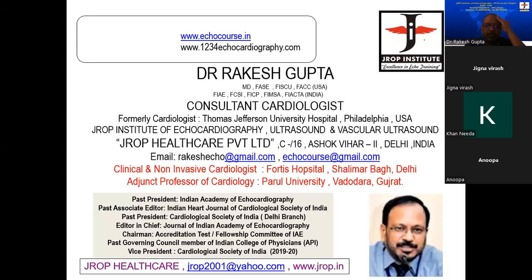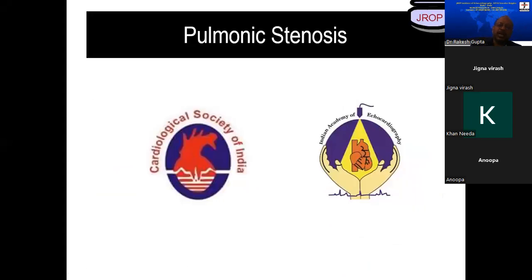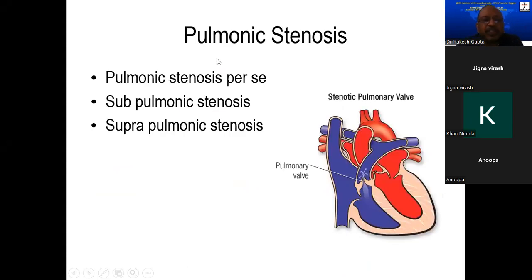So now we talk about pulmonic stenosis. In pulmonic stenosis, as compared to aortic stenosis, believe my word, this is the simplest thing we ever encounter in our practice. But it's useful at the same time. As we talked earlier, we have pulmonic stenosis per se, subpulmonic stenosis, suprapulmonic stenosis.